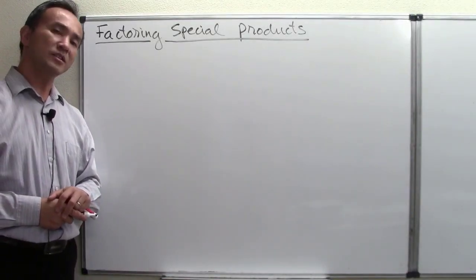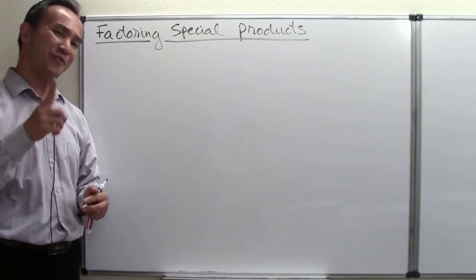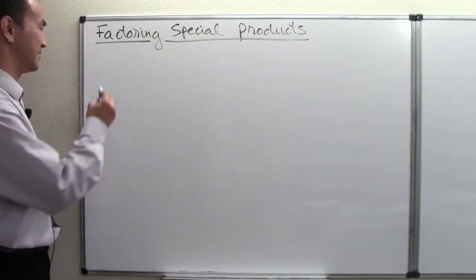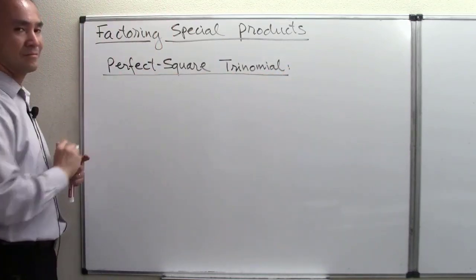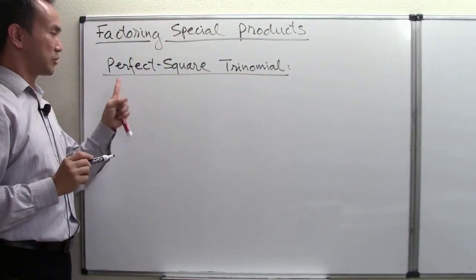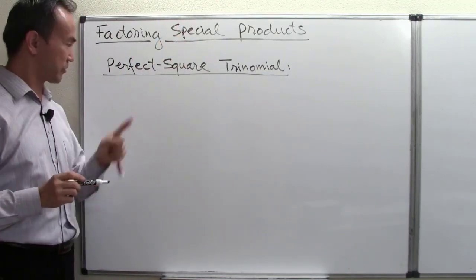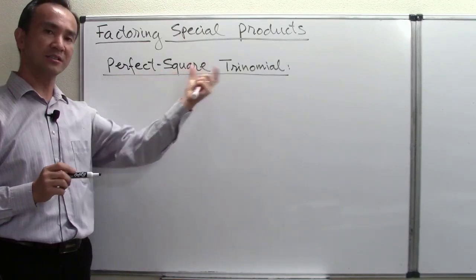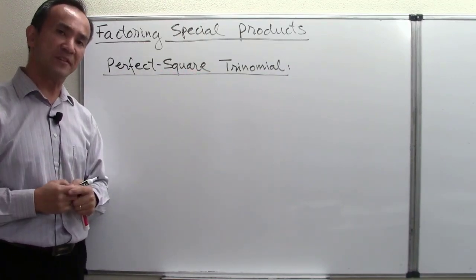All right, so in this lesson, let's learn how we can factor some special products. The first one, allow me to write it out. All right, so the first type, the first special product I would like to introduce, a perfect square trinomial. Okay, so what exactly is a perfect square trinomial?